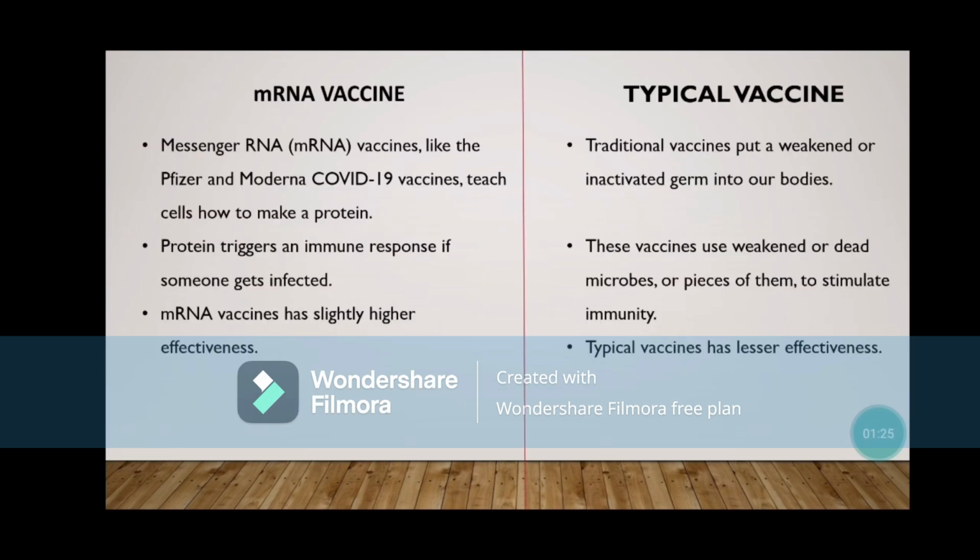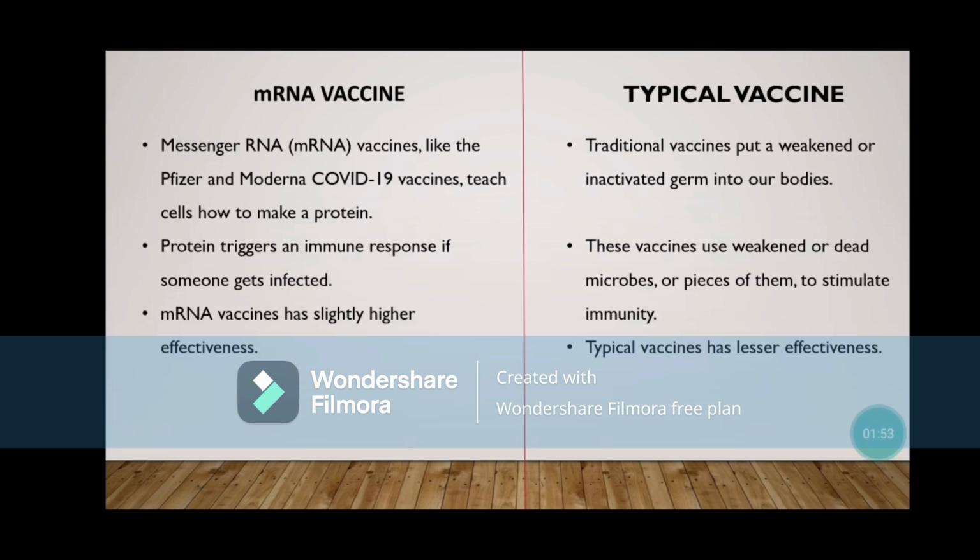Let's look at the difference between the mRNA vaccine and a typical vaccine. Messenger mRNA vaccines like the Pfizer and Moderna COVID-19 vaccines teach cells how to make a protein, while traditional vaccines put a weakened or inactivated germ into our bodies. The mRNA vaccine protein triggers an immune response if someone gets infected. A typical vaccine uses weakened or dead microbes or pieces of them to stimulate immunity.